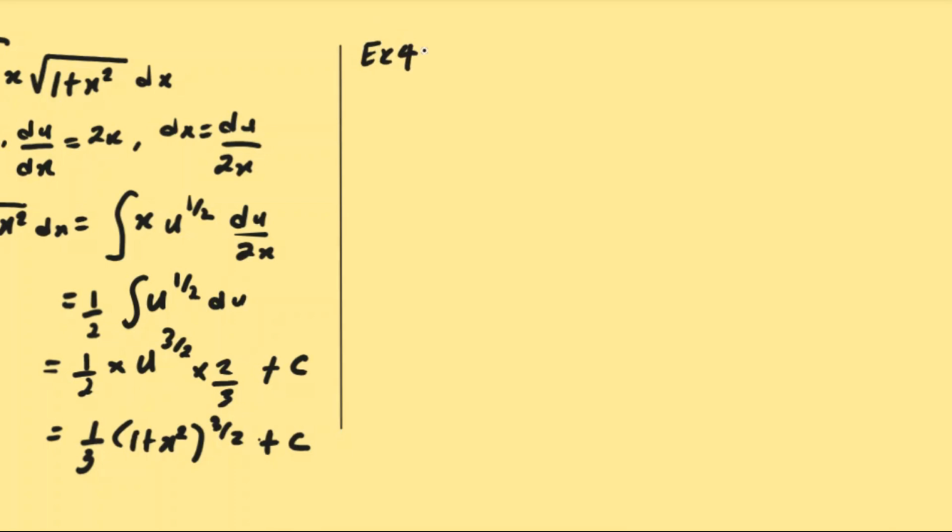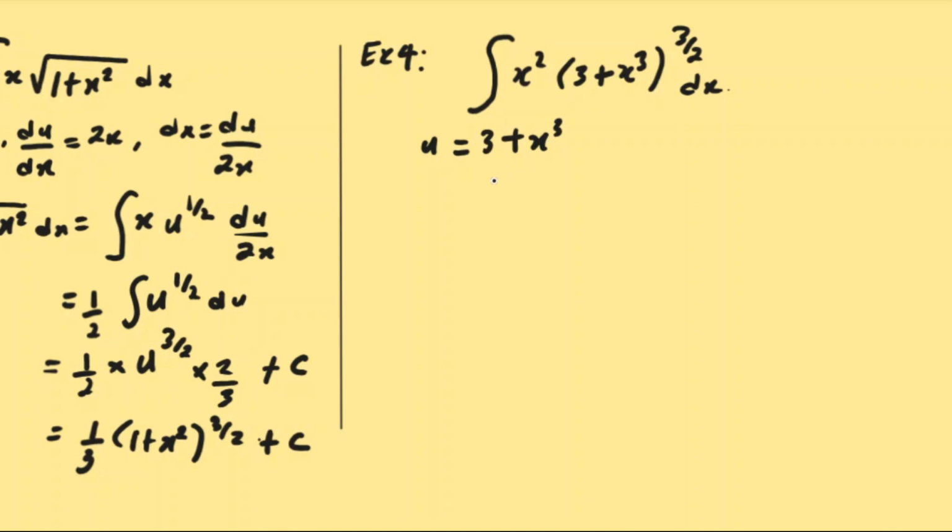Example 4. We are to evaluate the integral of x squared multiplied by 3 plus x raised to the power of 3, all raised to the power of 3 over 2, dx. So same concept. We'll take u to be what is inside the bracket here. So we have u is equal to 3 plus x raised to the power of 3.